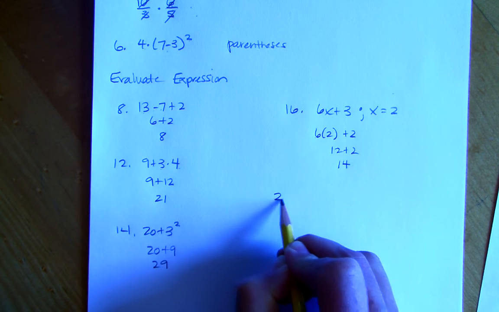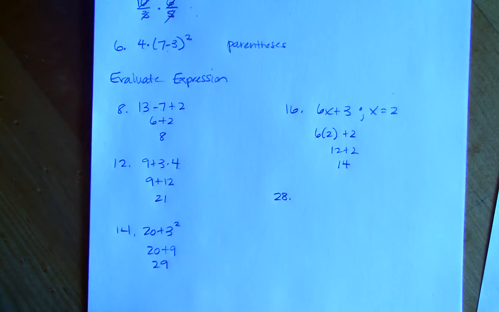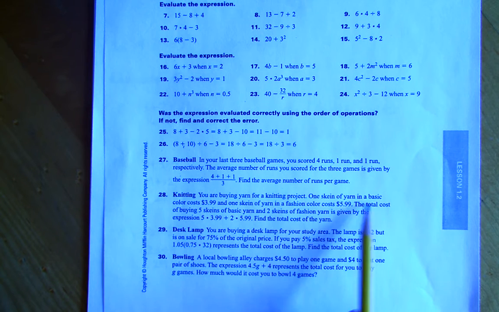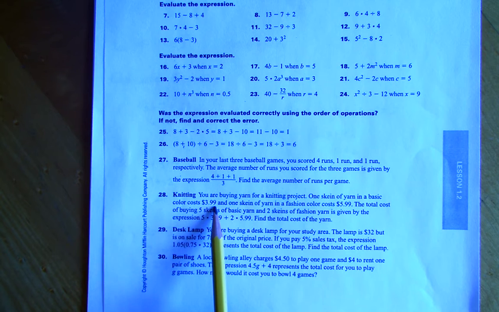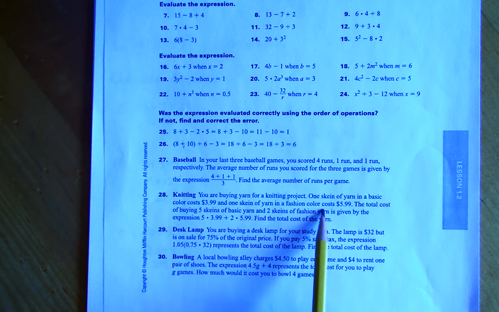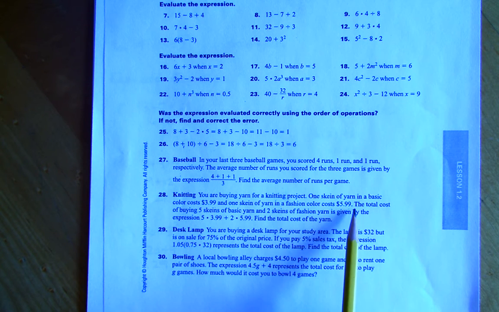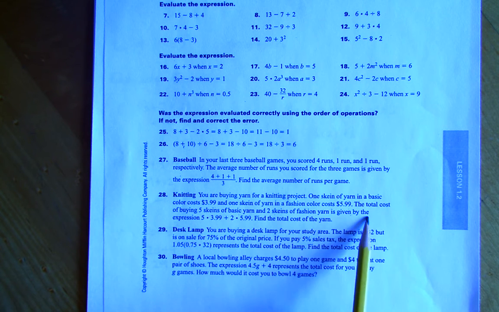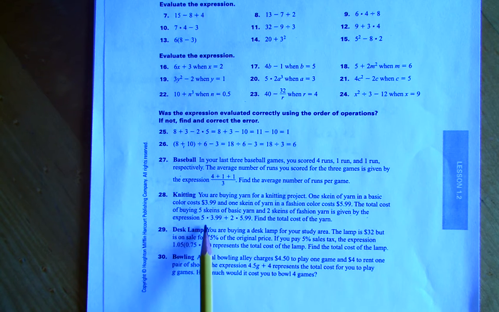The word problems. We'll do knitting. You are buying yarn for a knitting project. One skein of a basic color is $3.99 and one skein of a fashion color is $5.99. The total cost of 5 skeins of basic and 2 skeins of fashion is given by this expression. So they're actually giving it to you. It's not all that complicated.